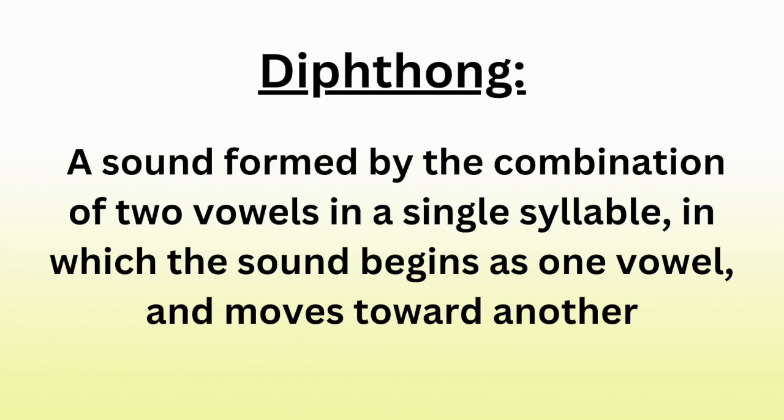So today, we are going to work on what are known as R diphthongs. Now, the definition of a diphthong is a sound formed by the combination of two vowels in a single syllable, in which the sound begins as one vowel and moves toward another. So all of those front, mid, and back vowels that we've been working on, we're now going to combine them into whole new vowel sounds that are a huge part of mastering the general American and American Standard accent.